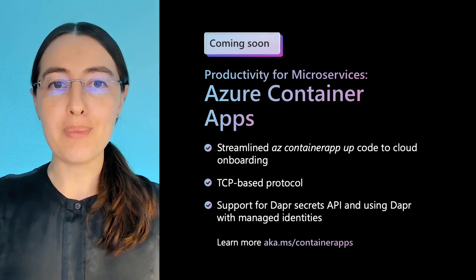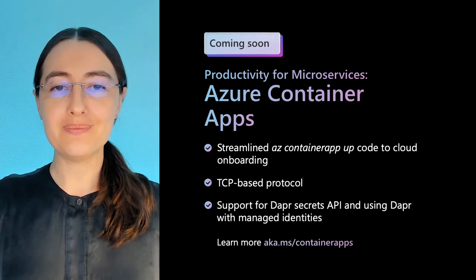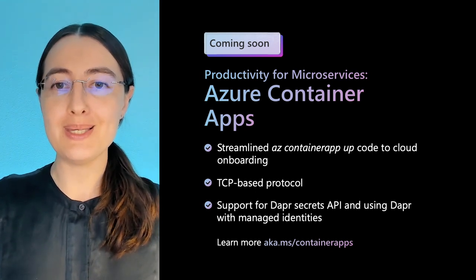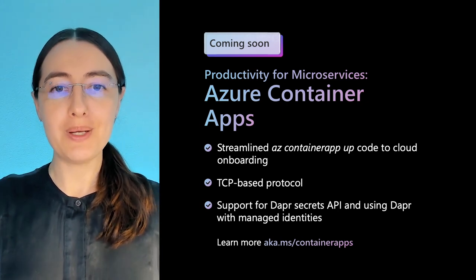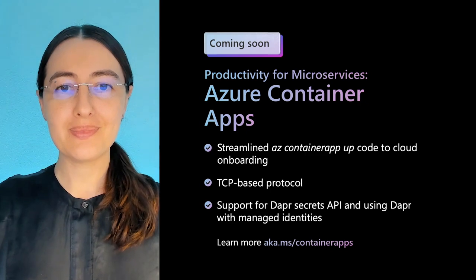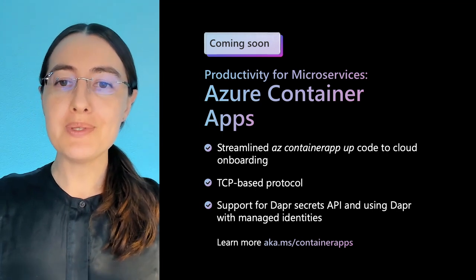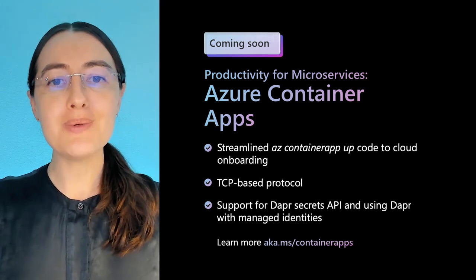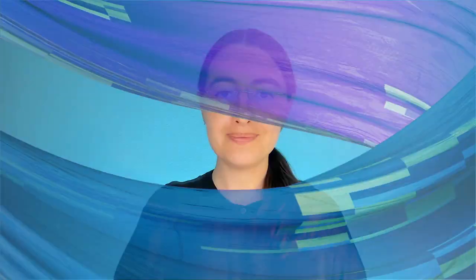Streamline AZ Container App up code to cloud onboarding without the need for a Docker file. Next, protocols for different application needs, including TCP, for communicating between container apps or exposing a TCP port from a container app. Also, added flexibility for securing your apps with both the Dapr Secrets API over industry favorite stores and seamless passwordless support for using Dapr with managed identities. For a demo, let's go to Kendall.